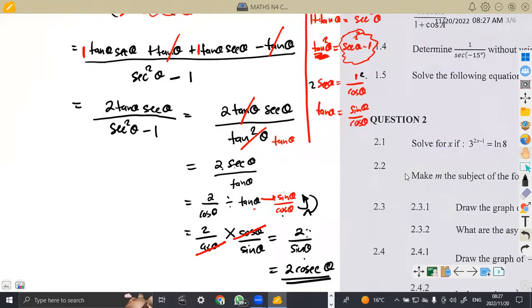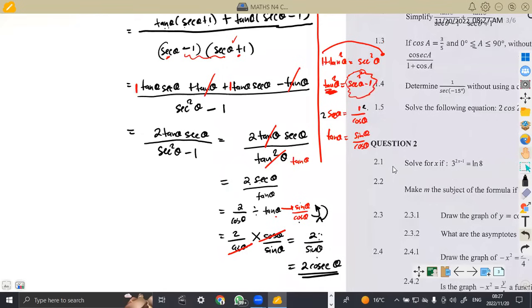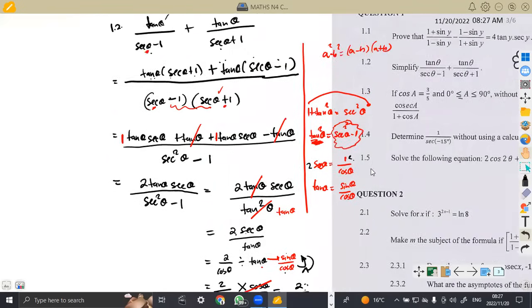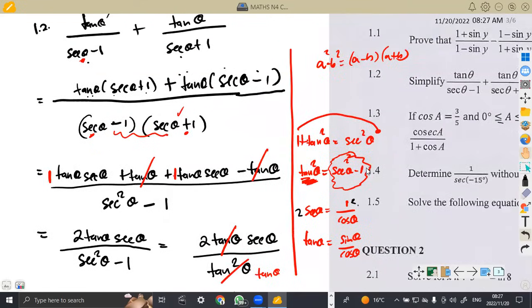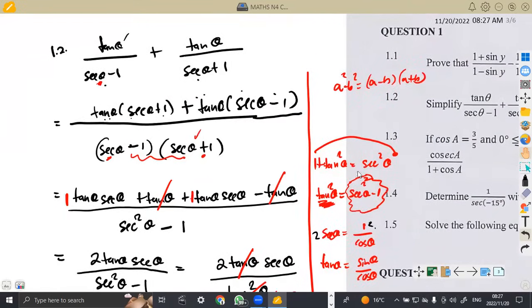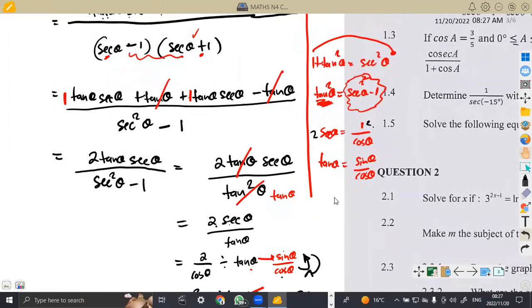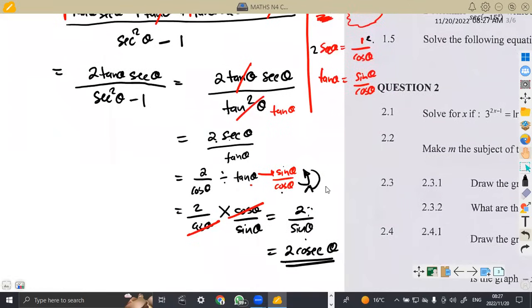There are actually so many ways that you can work this out. If you have any other method, feel free to comment in the comment section so that I will know how you attempted this question, or how you managed to simplify it, so that we can see if it is a proper way of simplifying. So that was it on 1.2.